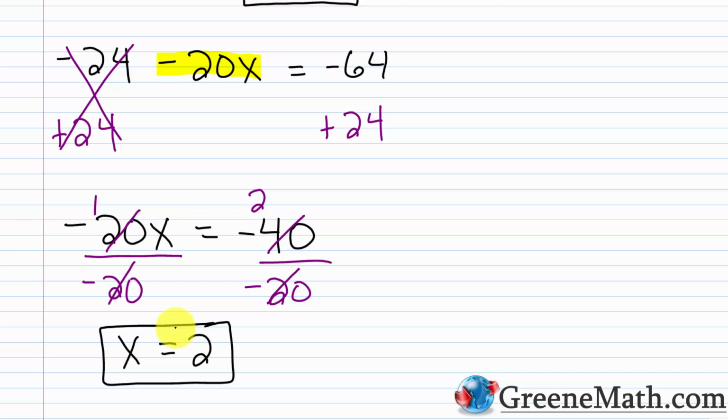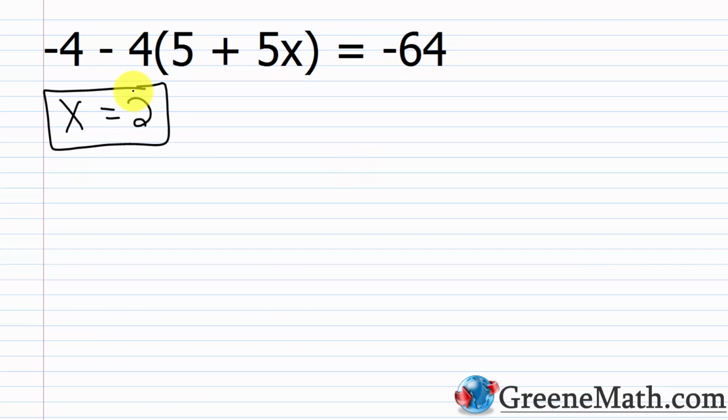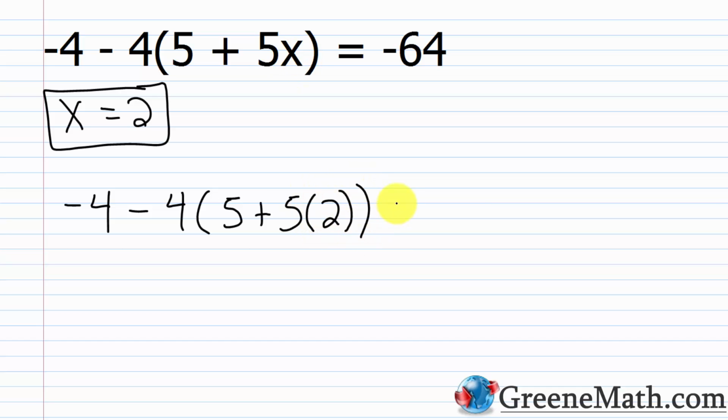All right, so we definitely want to check this and make sure we got the right answer. So let me erase everything, and we'll go back up to the top. All right, so we have x equals 2. We have -4 minus 4 times the quantity 5 plus 5, where I see the x, I'm going to plug in a 2, and then close the parentheses, and then equals negative 64.